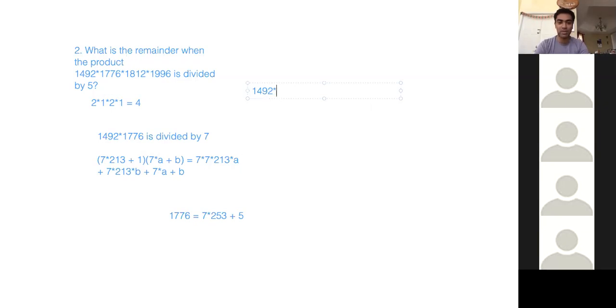And the reason for that is because if I think about 1492 times 1776 times 1812 times 1996 is equal to 500 times something, that's my quotient, plus my remainder. So I know what the last digit of this side is, right? Now 500x, what's its last digit going to be? Or in fact, what's its last two digits? 492.